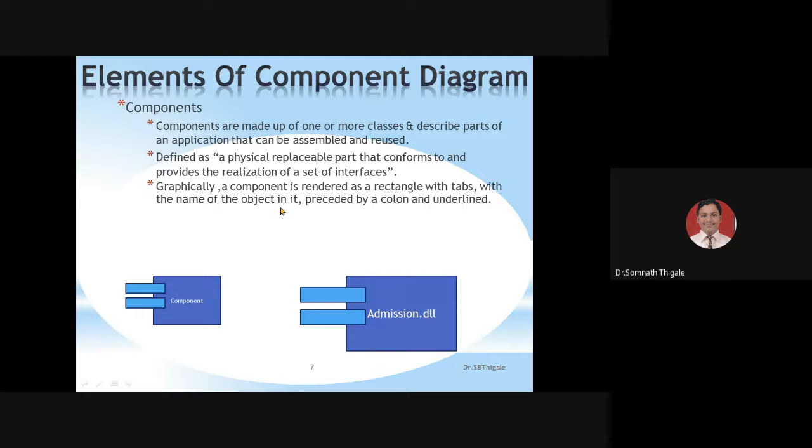Hope you are clear with the idea. Components are a replaceable part of the system, mostly a reusable part of the system. We will call them simply a component. How to represent the component? A simple rectangle having two tabs. We will call this simply a component. The naming convention we can give is, for example, this is the component working in the scenario of admission. So I'm calling this library files.